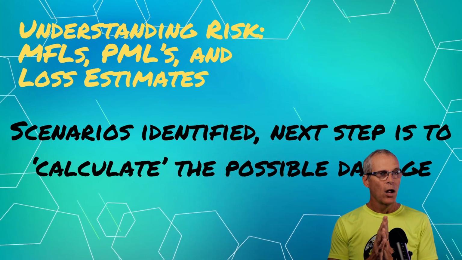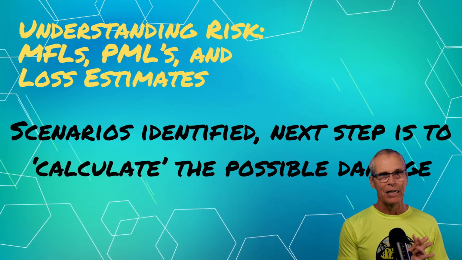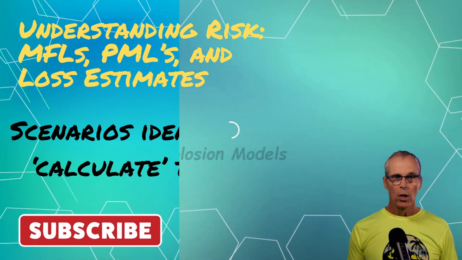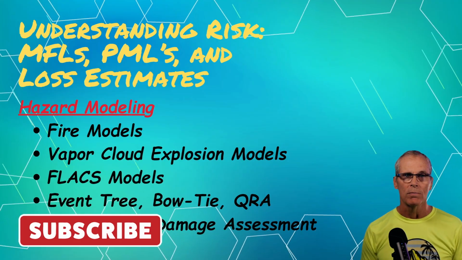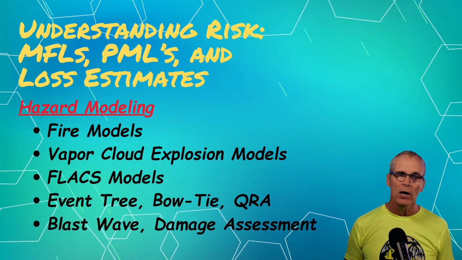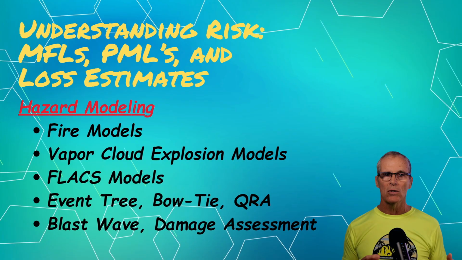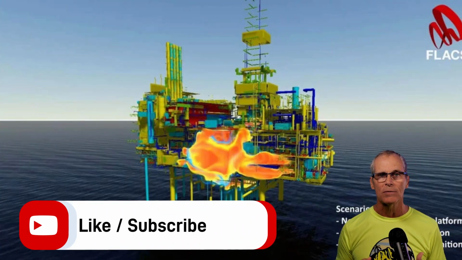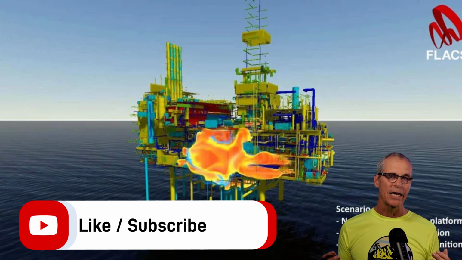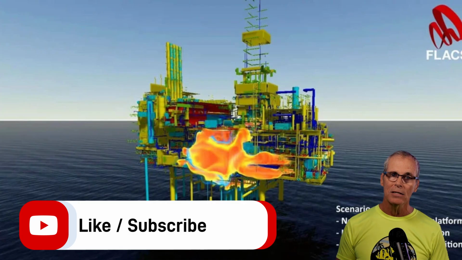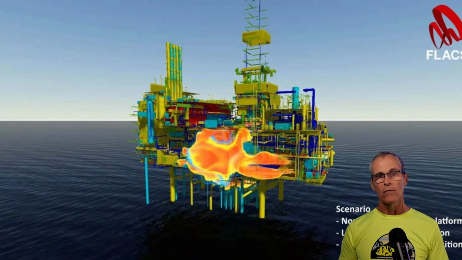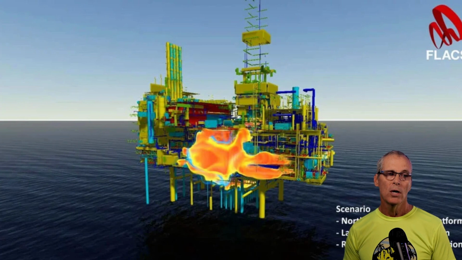There we are. So now that we've got these scenarios identified, our next step is to calculate the damage. And we're going to do that by running these things through some models. There's fire models, there's vapor cloud models, flux models, vent tree, blast wave, damage assessment. Let's take a look. Here's what a flux model looks like, and this is less than a second after a natural gas release on an offshore platform. You can see the fireball there, the flame, and the flame front burning through that fireball back to the sources of ignition.